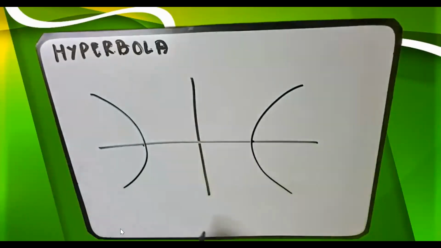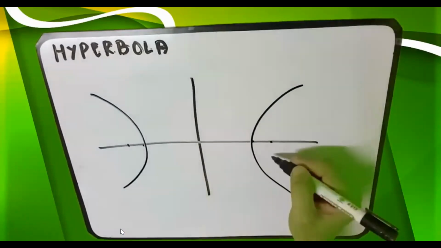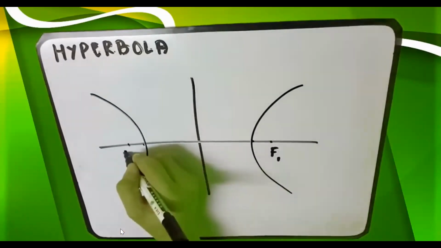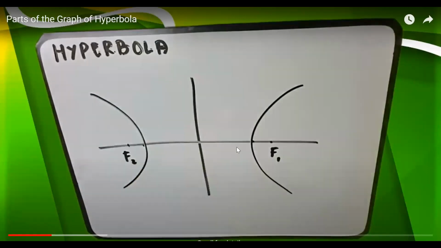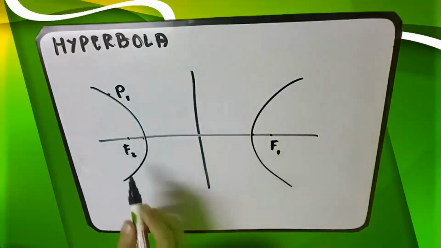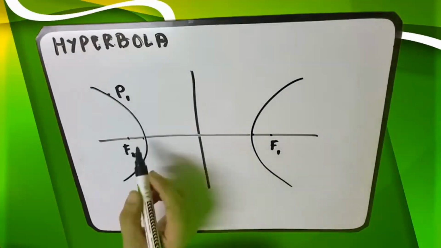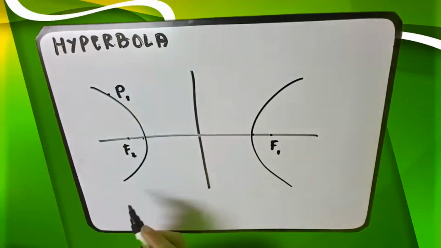halimbawa ayan ang hyperbola. Ito ang foci, focus number 1. So F sub 1, F sub 2. So again, foci is the plural of focus. Since we are talking about hyperbola, we have two foci. So we have focus 1 and focus 2. So they are foci. And then ito yung point 1. Halimbawa, ang gagamitin natin ay foci at isang point dito sa hyperbola.